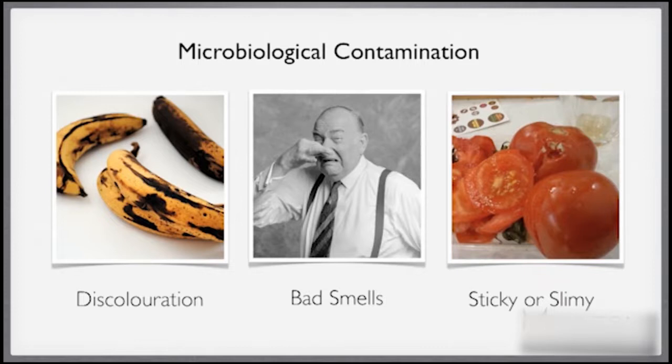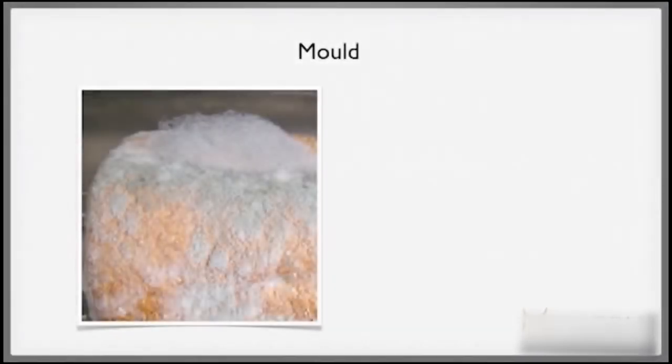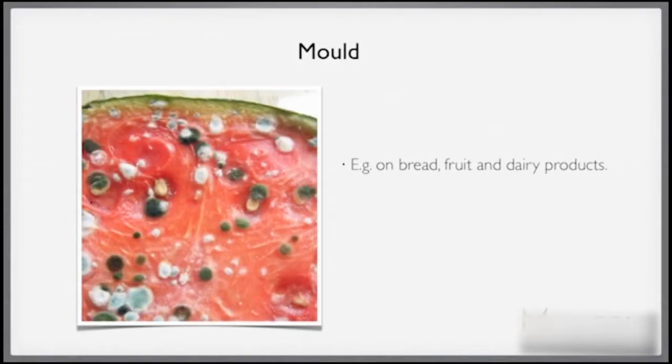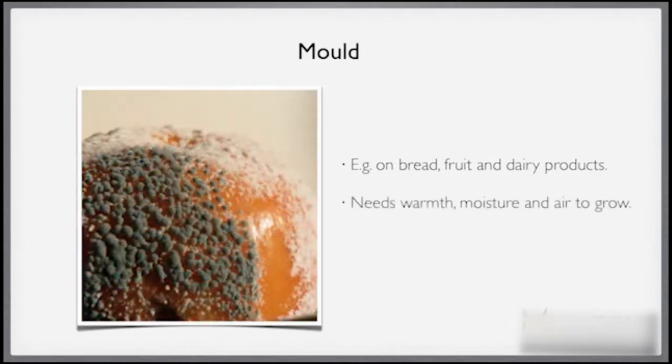Let's look at 3 examples. Mold. Mold appears like whiskers or fine hairs on foods, for example, on cheese or fruit that has gone off. In order to grow, mold requires warmth, moisture, and air. We know that molds are killed by heat and by direct sunlight.